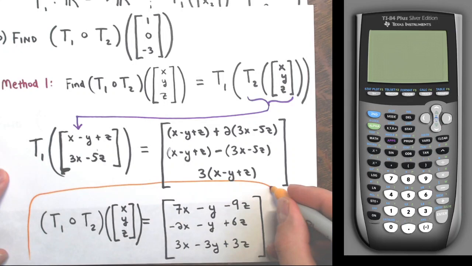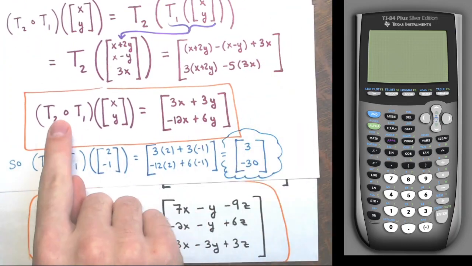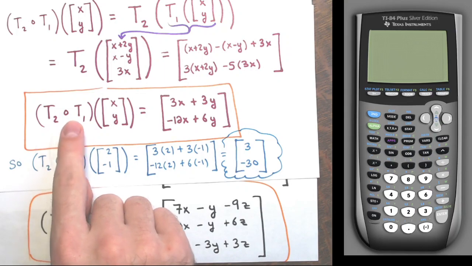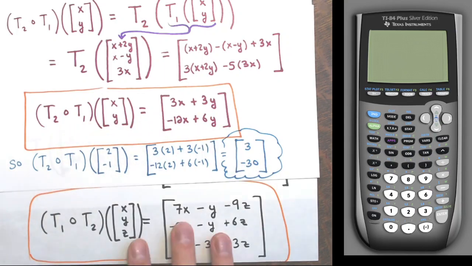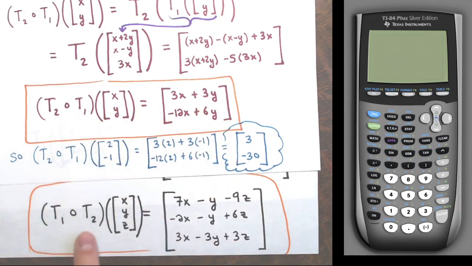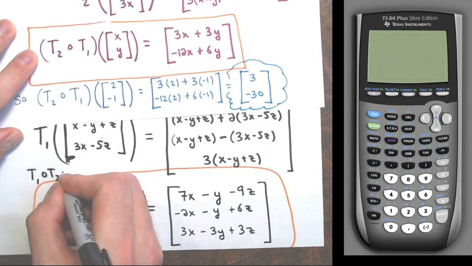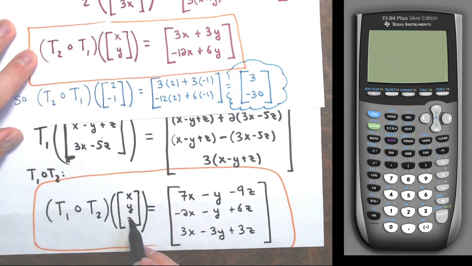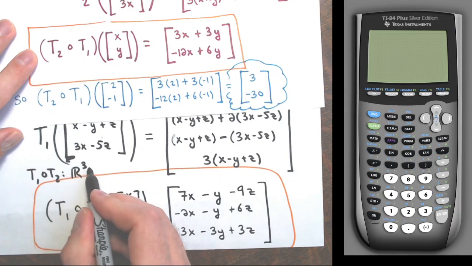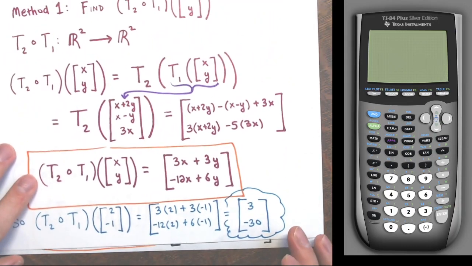Now, do you notice how when I did this for part A, when I did the other order, when I did T2 composed with T1, you see how that transformation was totally different, right? Because this transformation goes from R2 to R2. Do you see how T1 composed with T2 here? Maybe I'll write it up here. T1 composed with T2 goes from R3 to R3, right? My input's a vector with 3 components. My output is a vector with 3 components, and real number components. Totally different domain, totally different codomain.